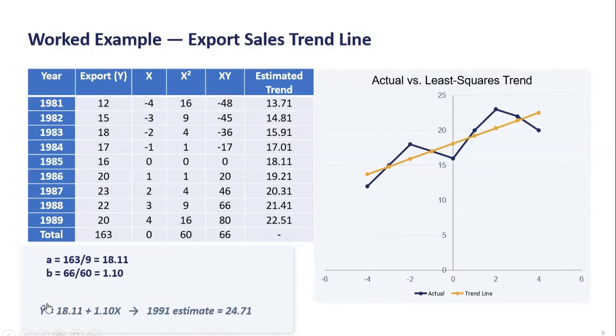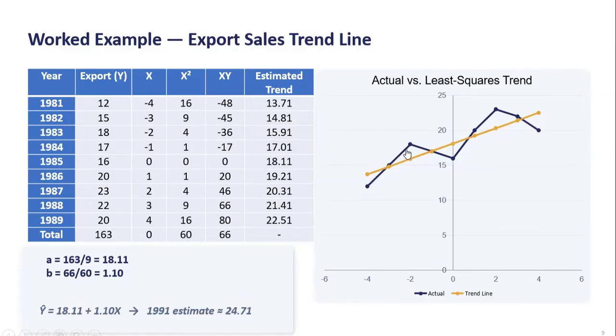Substituting this into the equation, we get 18.11 plus 1.10 into 6, which gives 24.71 million. So according to least square method, the estimated export sales for 1991 are 24.71.